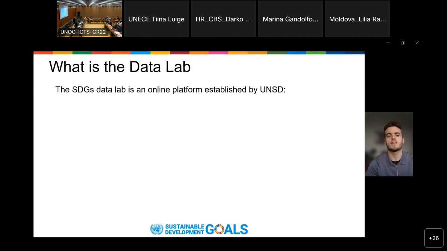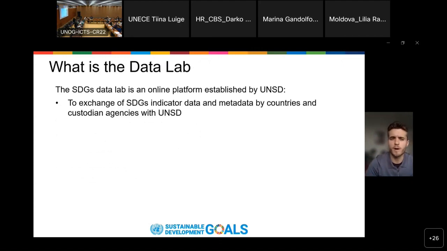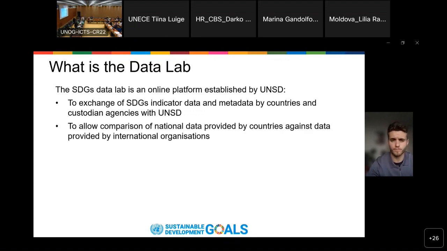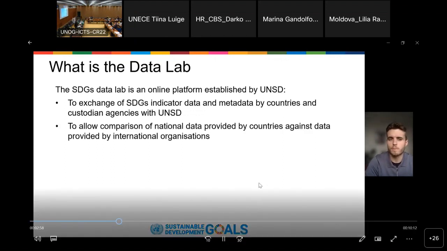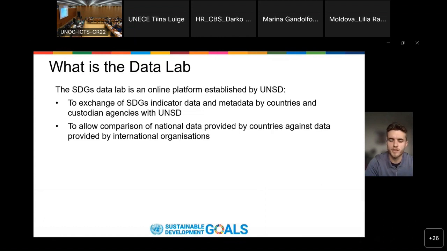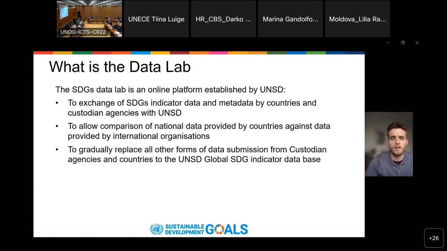So first and foremost, what is the Data Lab? Well, the SDG Data Lab is an online platform established by UNSD. The idea behind it being that it allows the exchange of SDG indicator data and metadata by countries and custodian agencies with UNSD. Now, the crux of it is it allows comparison of national and global data. So you can compare the data provided by countries against that provided by these international organizations, the custodian agencies. The basis initially was to gradually replace all other forms of data submission from the custodian agencies and countries to UNSD. So ideally replacing the UNSD Global SDG Indicator Database.